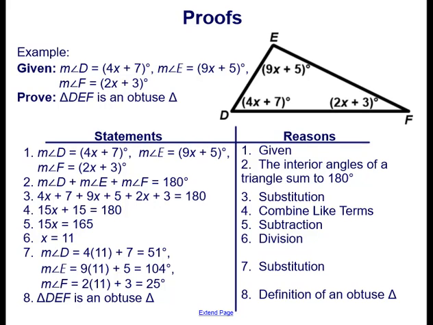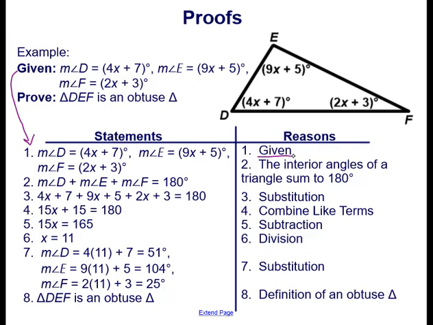So here is our completed proof where, again, the given is where we start. The given is the first statement we make, and the reason is given. Once we have that information, we now want to think, what can we do with it? How can we show that the triangle is an obtuse triangle?